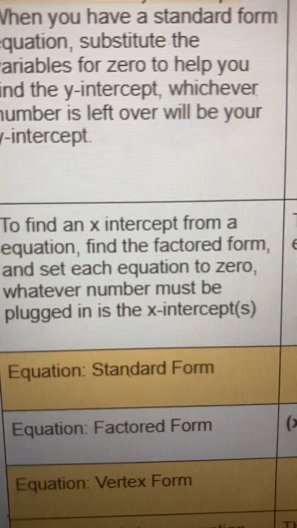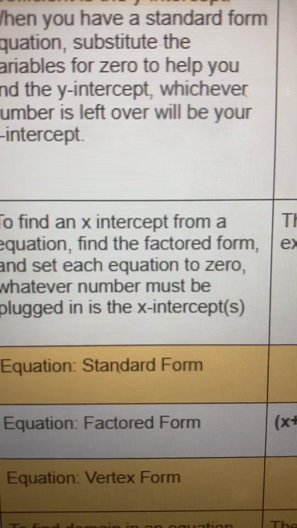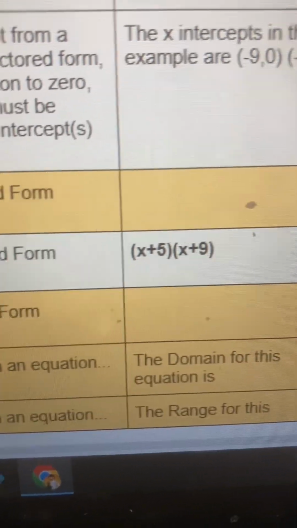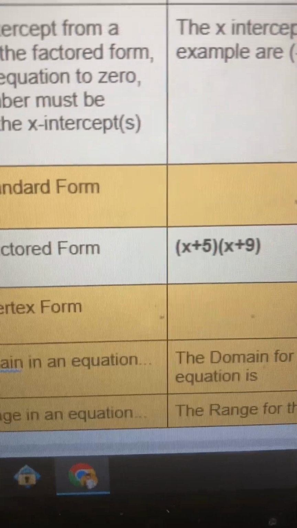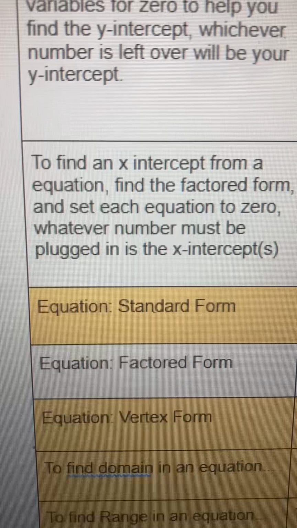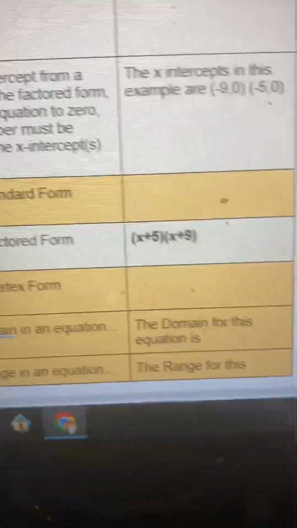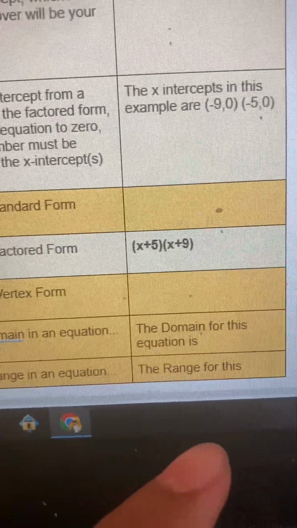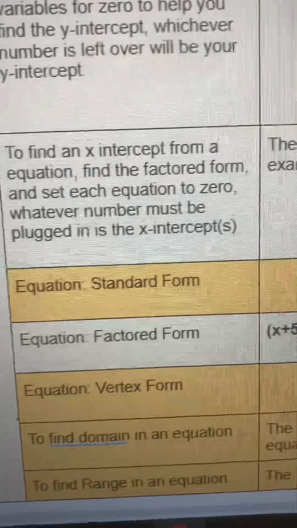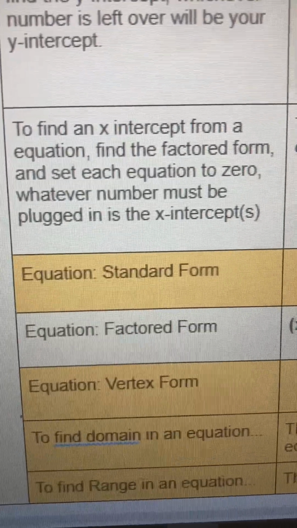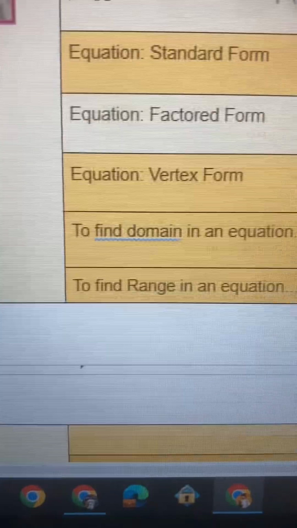Now, to find an x-intercept from an equation, you're going to want to find the factored form and set each equation to 0. Whatever number must be plugged in is going to be your x-intercept. As you can see, here's my factored form, x plus 5, x plus 9. Now, you're going to want to set those equal to 0. Basically the same thing you're doing as a graph or a table. I set those equal to 0, and the numbers I got were -5 and -9. So, the x-intercepts are -5 and -9.